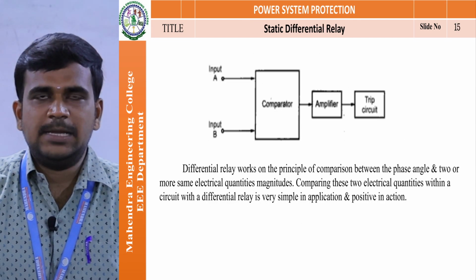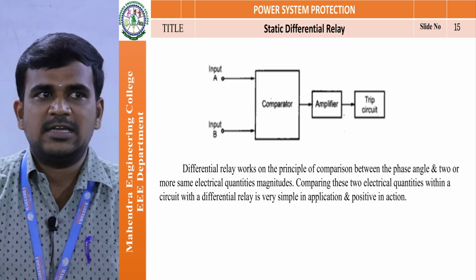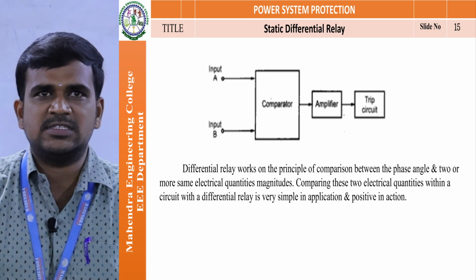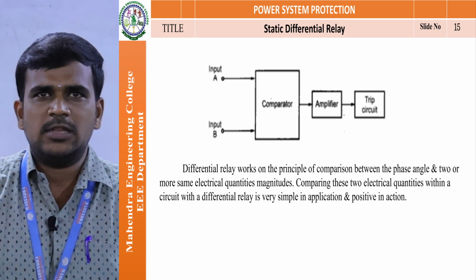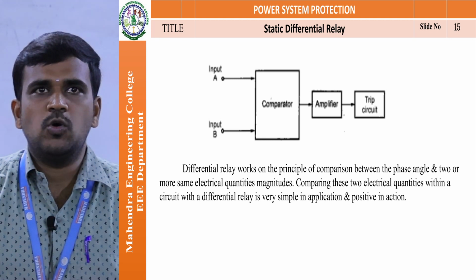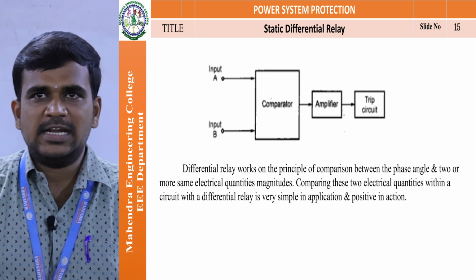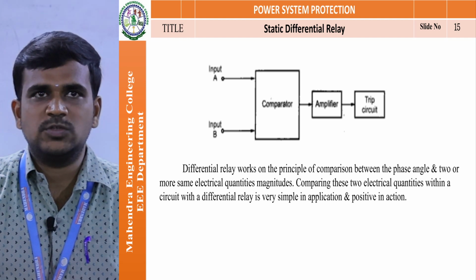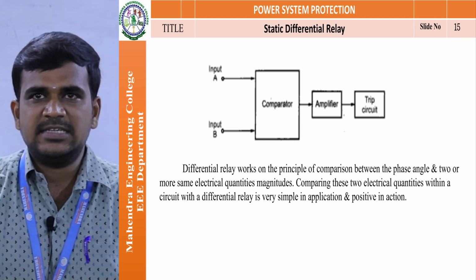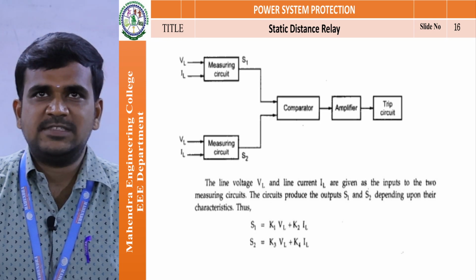This is the third type of static relay, the static differential relay. Here only three blocks are used. The first one is the comparator, then the amplifier, and the final one is the trip circuit. A differential relay works on the principle of comparison between the phase angle and magnitudes of two or more same electrical quantities. Comparing these two electrical quantities within a circuit with a differential relay is very simple in application and positive in action.